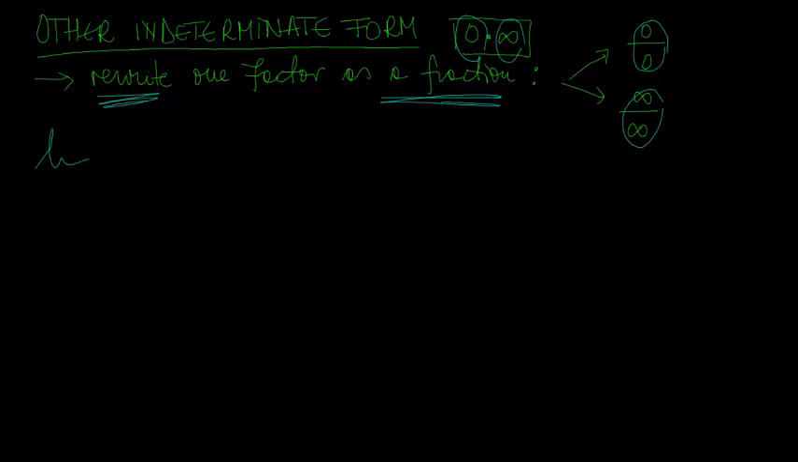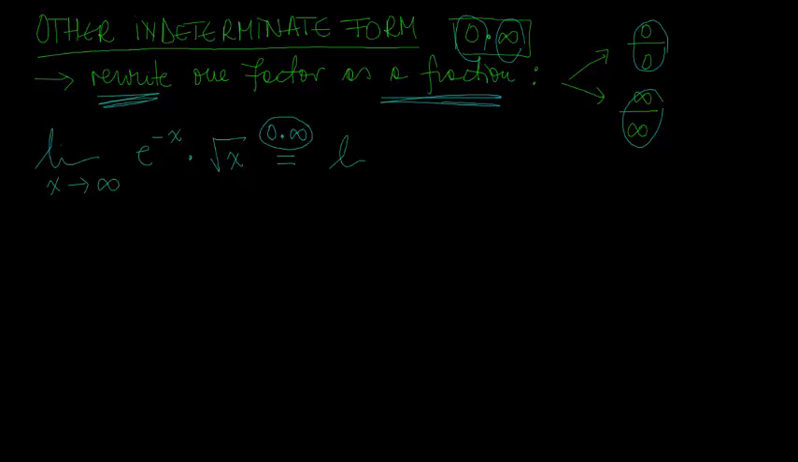So let's look at an example. Let's say we have the limit as x approaches infinity, e to the negative x multiplied with the square root of x. If I plug infinity here, I get e to the negative infinity, which if you remember from the graph is 0, multiplied with the square root of infinity, which is infinity. So I am in this case of 0 times infinity.